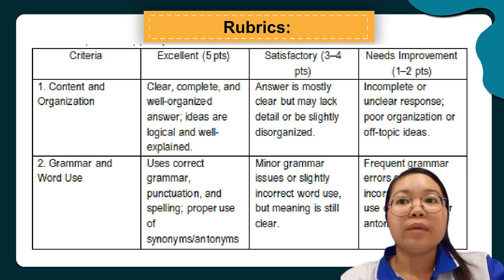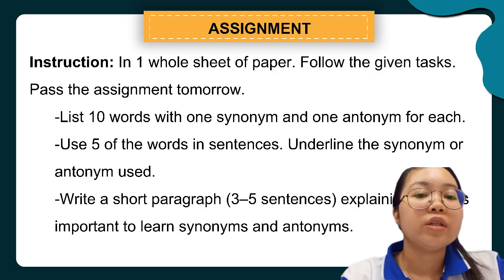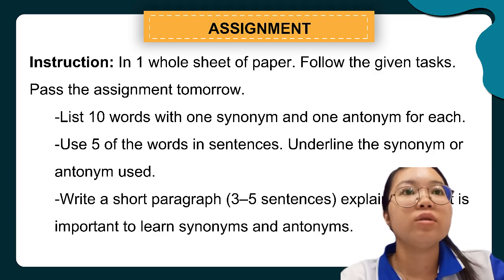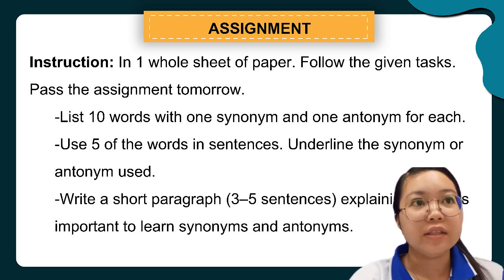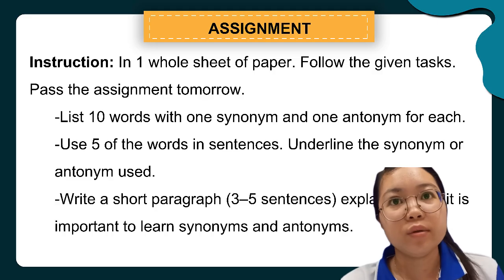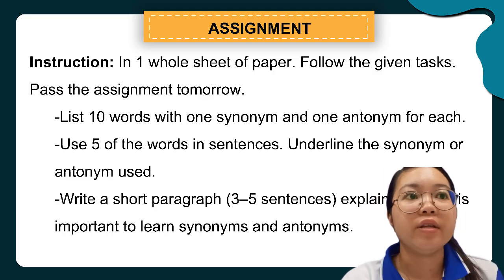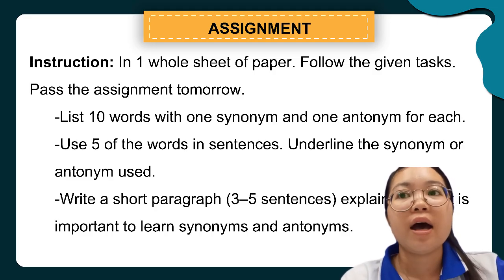For your assignment, class, we have here one whole sheet of paper. Follow the given task. Pass the assignment tomorrow. List 10 words with one synonym and one antonym for each, and use 5 of the words in sentences. Underline the synonym or antonym used and write a short paragraph, 3 to 5 sentences, explaining why it is important to learn synonyms and antonyms.